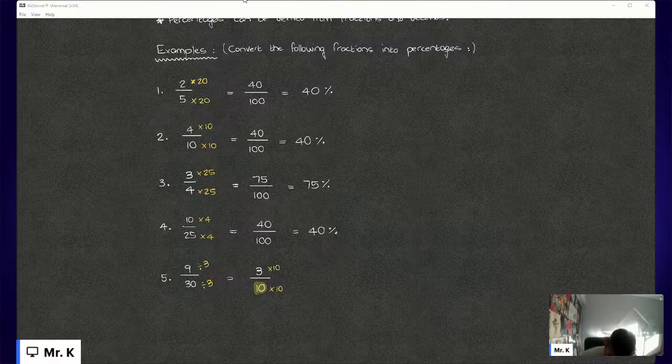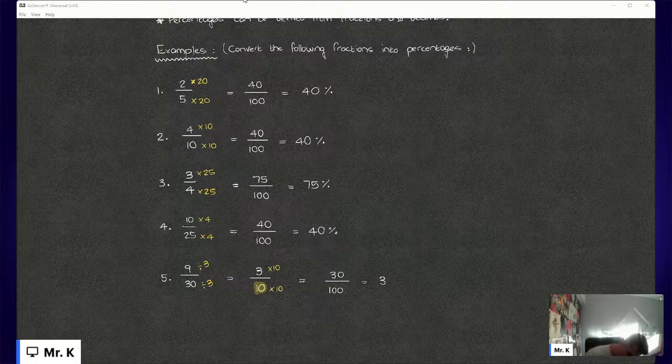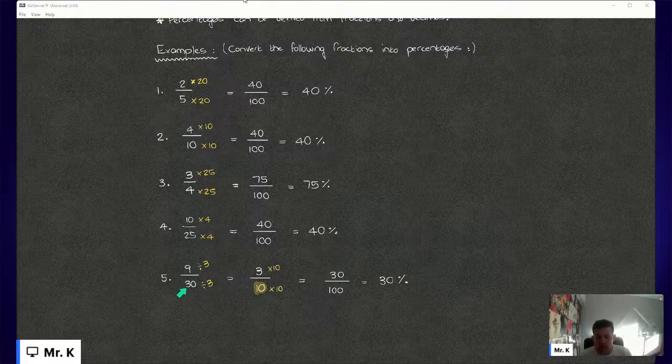Whatever we do to the denominator, we also have to do to the numerator, right? So in the numerator, 3 times 10 is going to give us 30, and 10 times 10 in the denominator gives us 100. So we can write the final answer and show that 9 over 30 is actually the same as 30%.